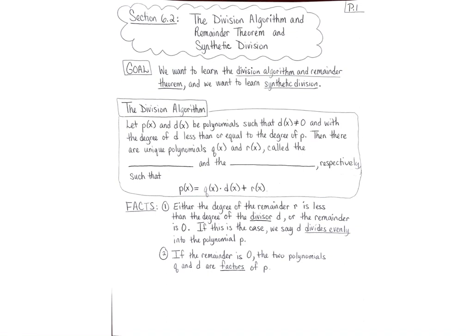All right. Hi, everybody. So, in section 6.2, we want to talk about the division algorithm and the remainder theorem and synthetic division. So, the question is now, how do we divide polynomials? How do we do that? And that's what this section is all about. We want to learn the division algorithm and remainder theorem, and we want to learn synthetic division.